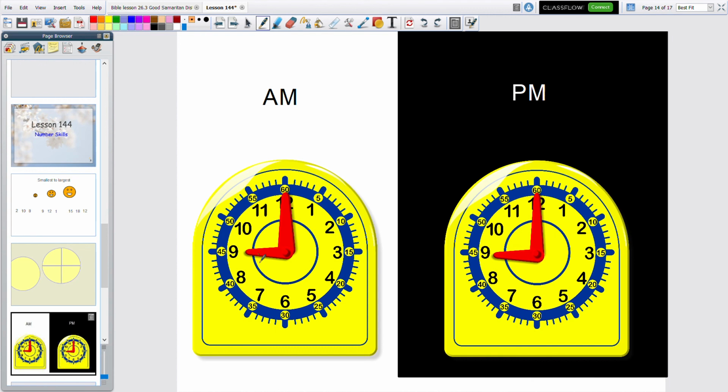So at 9 o'clock AM, you might be out in the yard playing, because it's pretty light by then. The sun is already up by then. At 9 o'clock PM, the sun would be down. It's really dark out. So 9 o'clock at night, 9 o'clock in the day, in the morning. So that's what AM and PM is. Same o'clock, but different parts of the day.